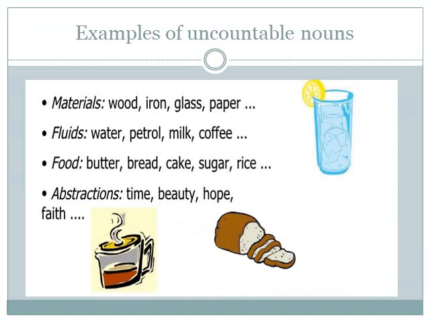Examples of uncountable nouns. In materials: wood, iron, glass, and paper are uncountable nouns. You cannot count them. Fluids: water, petrol, milk, coffee. There are other fluids as well, but these are a few examples for you. In food: butter, bread, cake, sugar, rice. And in abstractions: time, beauty, hope, faith, etc. There are many other uncountable nouns as well, but these are some of the basic examples shared with you.